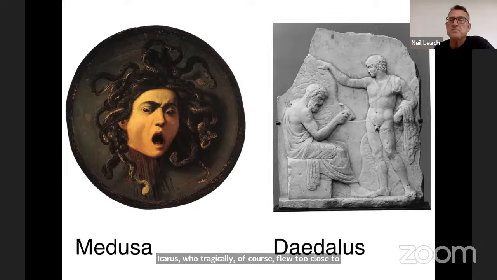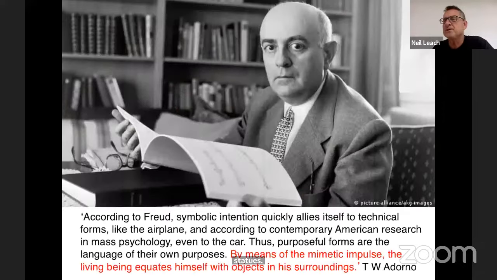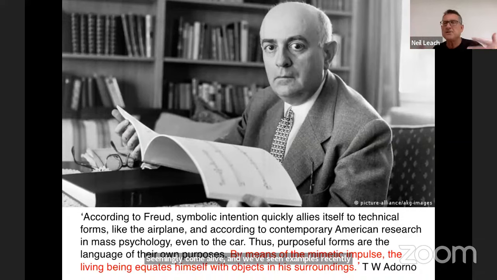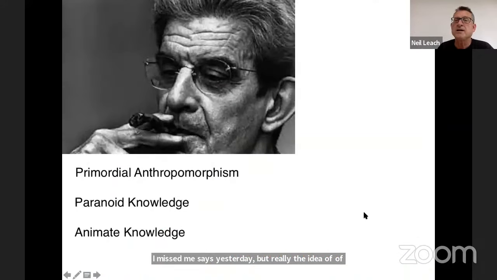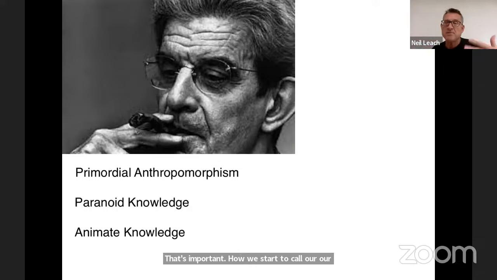Whereas Daedalus, who's reputed to have been the first architect and obviously the designer of the labyrinth for the Minotaur, here he is fashioning the wings for his son Icarus, who tragically, of course, flew too close to the sun and plummeted to the earth and died. But Daedalus was credited as being someone who could make statues seemingly come alive. And we've seen examples recently on AI of statues coming alive and dancing. There are many examples of this. The other thing I wanted to mention, which I talked about with my nieces yesterday, is how we can form symbolic attachments even to a car. That's important, how we start to call our cars names, become attached to them, and they become part of us.